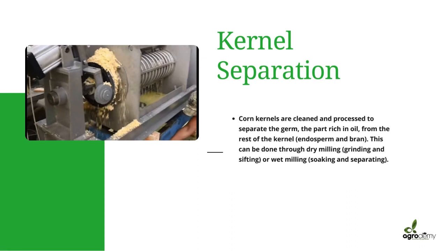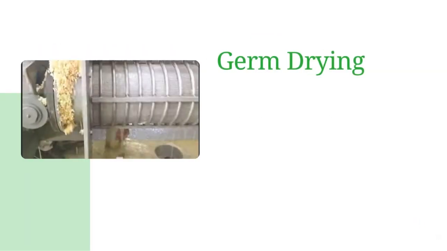The first step in a large scale processing procedure of corn oil is the kernel separation. The corn kernels are cleaned and processed to separate the germ, that is the part rich in oil, from the rest of the kernel, that is the endosperm and the bran. This could be done through dry milling or wet milling. Through dry milling, you have grinding and sifting, and through wet milling, you have soaking and separating.